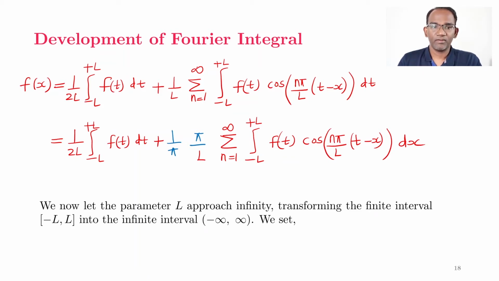And now we let the parameter L approach infinity, thus transforming the finite interval -L to +L into an infinite interval from minus infinity to plus infinity. Also, we'll set n pi/L equal to omega, so that pi/L will be equal to d omega, with L becoming infinite.